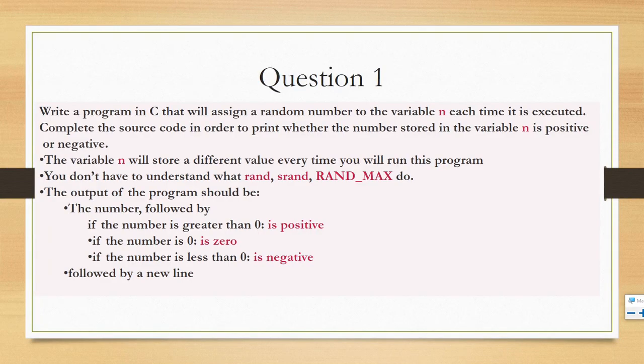Alright, so we have a question here, and basically this is a program that uses the computer to pick a random number, and we want the number to be different every time the code is run. And the rand, srand, and RAND_MAX are responsible for that part, that's picking a random number using the computer time or the clock on the computer. Alright, so we'll move to Code::Blocks and write the code.